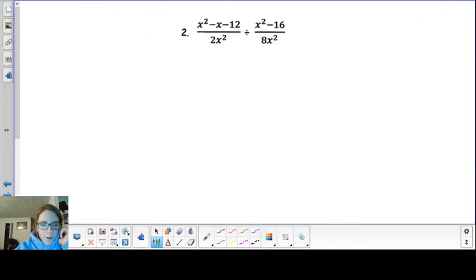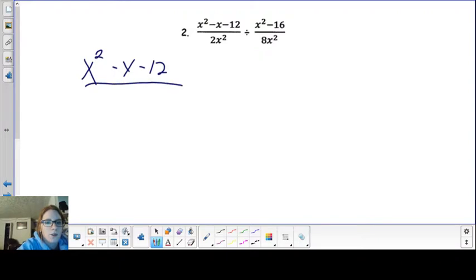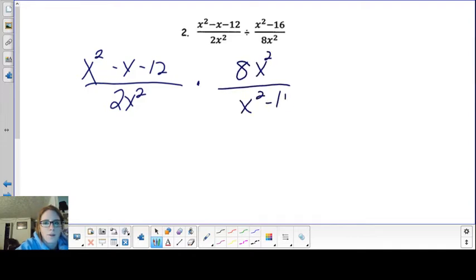Alright, so remember, all we're doing is flipping and multiplying because we like to turn things into multiplication. My first one stays the same. So I have x squared minus x minus 12 over 2x squared times 8x squared over x squared minus 16. And I notice I don't have to t-factor any of these, so I can go ahead and start going straight into my 2 sets of parentheses.